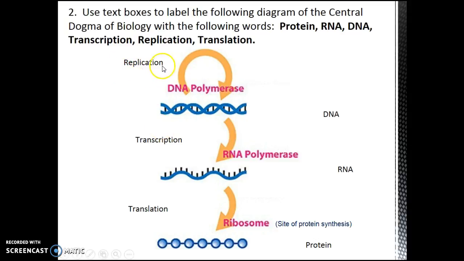Replication happens up here in the nucleus of the cell. That's when DNA is making an exact copy of itself. DNA polymerase is that enzyme that is responsible for bringing in those nitrogen bases. This is the DNA strand, so you should have labeled this as the DNA strand. Transcription is happening with that RNA polymerase. That is going to bring in those nitrogen bases that are going to pair up with the DNA to create our RNA strand. And then translation is the process where the ribosomes are going to create that protein using that RNA strand as a template.